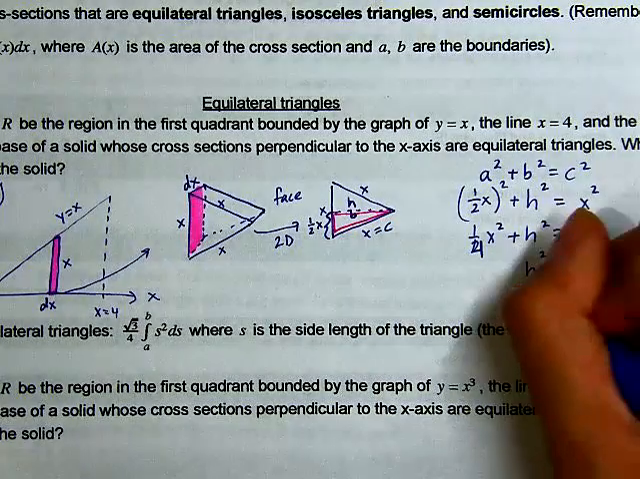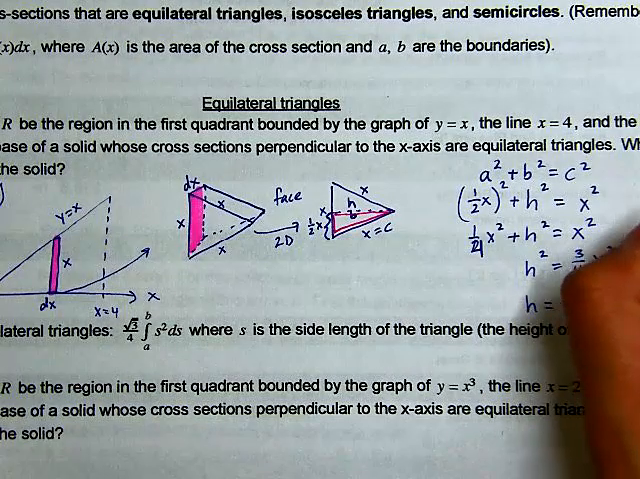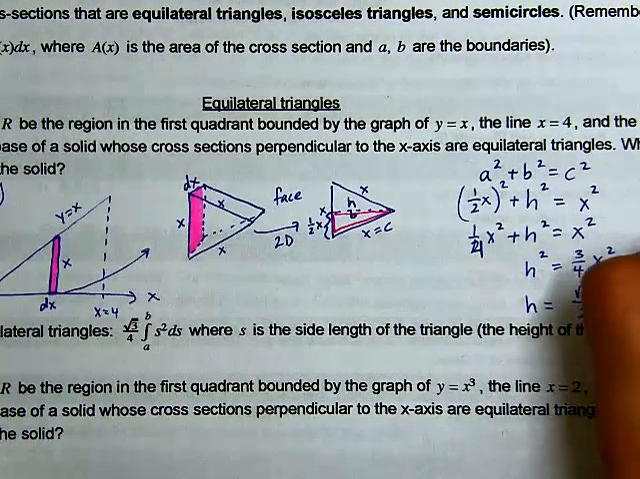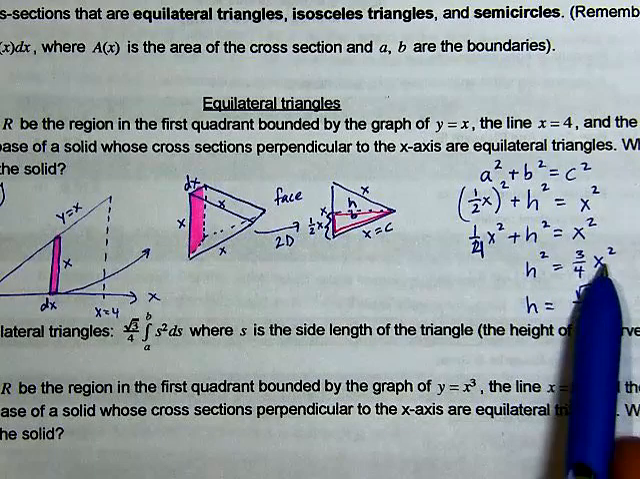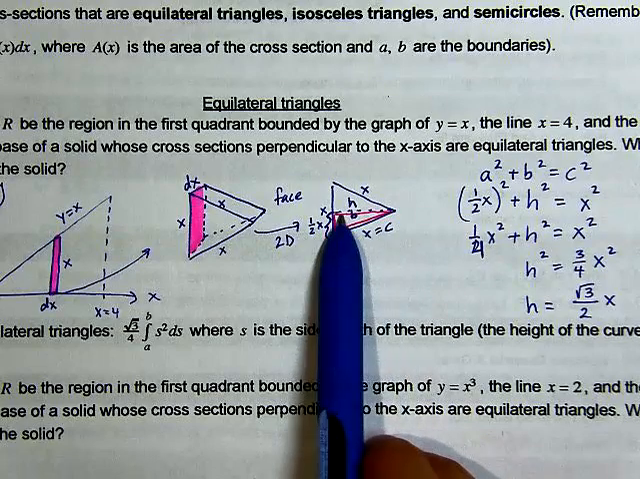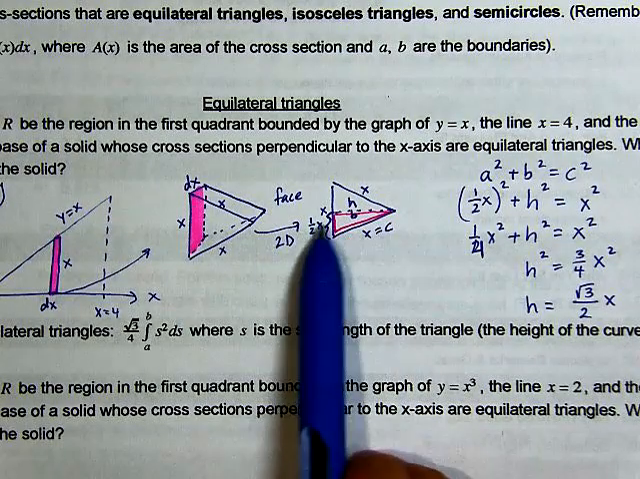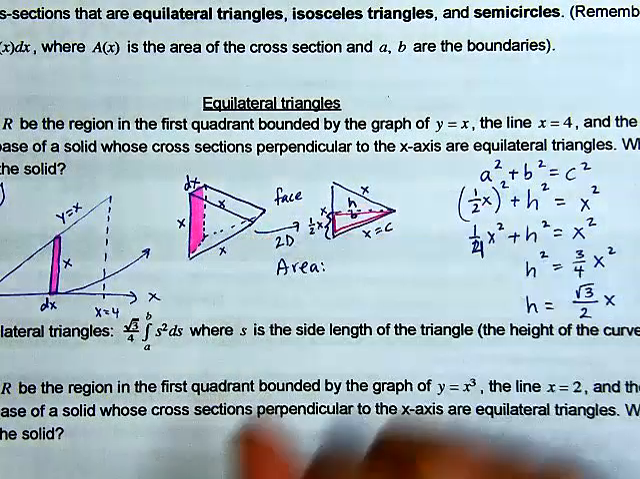And once you take the square root of both sides, we are left with square root of 3 over 2 x. So square root of 4 is 2, square root of x squared is x. So now I know how high this triangle is. So let's go back over here and let's do the area of just this face.